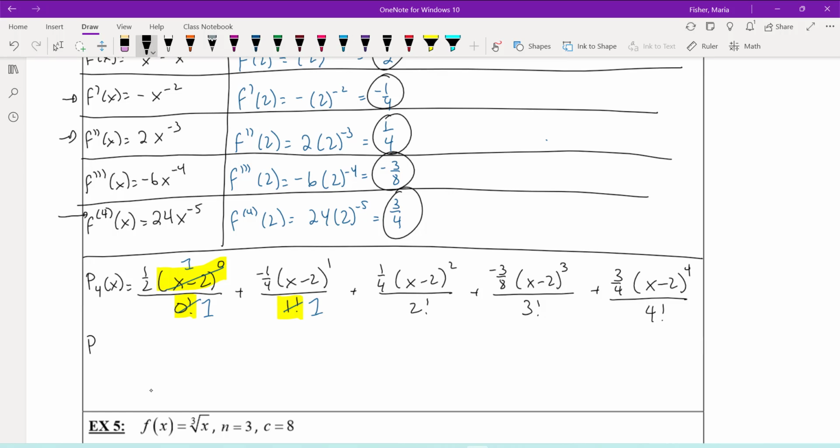For our first one, p sub 4 of x, we end up with just 1/2 times 1 over 1, which is just 1/2. And then minus 1/4, and then I don't need an over 1, and that's just going to be x minus 2. And now I have to figure out these numbers. 1/4 divided by 2 factorial. You can put it into a calculator if you need to.